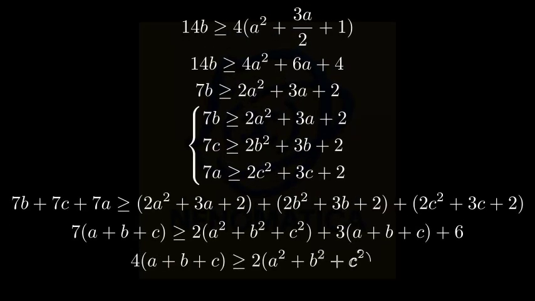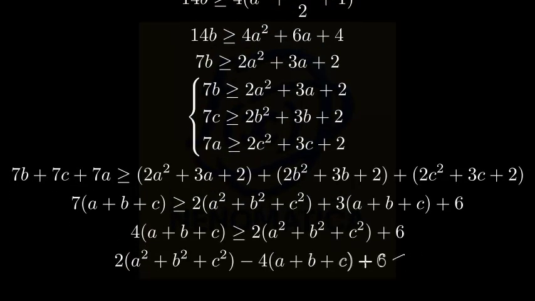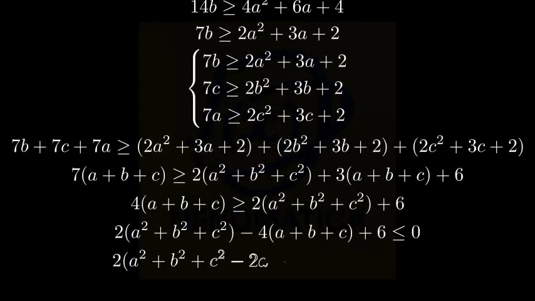Subtracting 3(a + b + c) from both sides, we get 4(a + b + c) ≥ 2(a^2 + b^2 + c^2) + 6. Rearranging, we have 2(a^2 + b^2 + c^2) - 4(a + b + c) + 6 ≤ 0. We can further simplify this expression. Let's factor out 2, getting 2 times (a^2 + b^2 + c^2 - 2a - 2b - 2c + 3) ≤ 0.